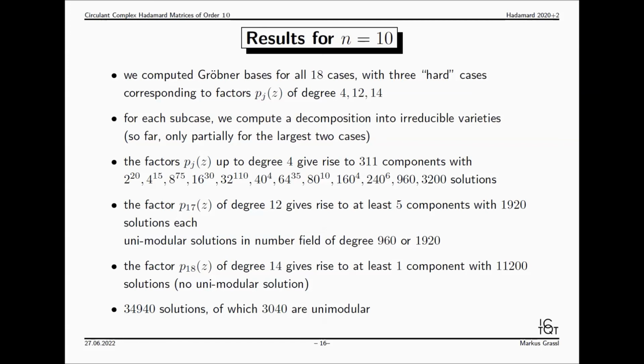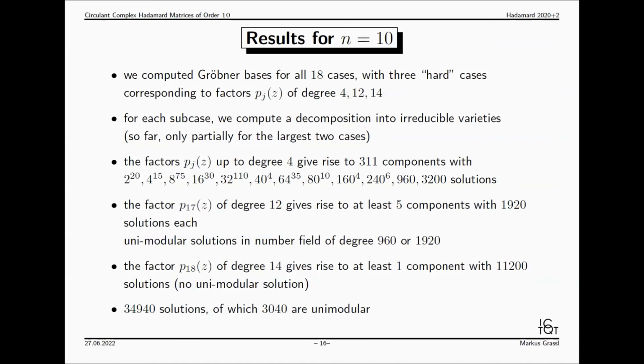The last factor actually has 11,200 solutions, but at least from the numerics, we know there are no unimodular ones, so they don't give rise to complex Hadamard matrices. So in some sense, we can ignore them, but at the end of the day, of course, we want to complete that step as well. So that's something still in progress, also now with improved computing power.